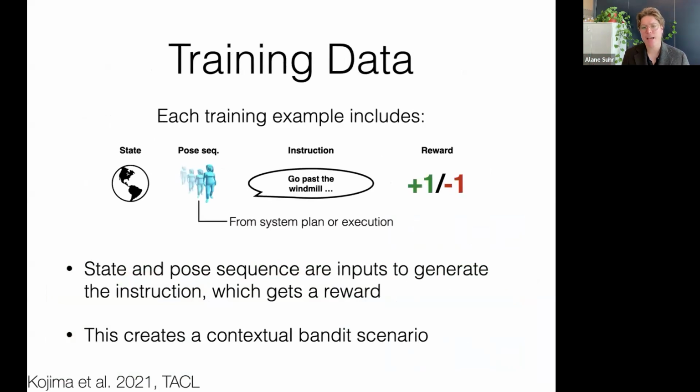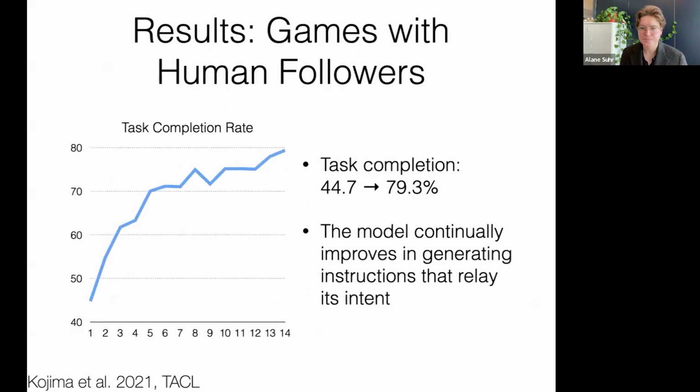So for our training data, we have access to the world state, a pose sequence, which is either coming from the system plan or the execution, an instruction, and a binary reward. And then again, this creates a contextual bandit learning scenario. So we have a similar setup here where we are training the model initially with some supervised data, and then we are deploying and training it in rounds. Here we looked at 14 different rounds of deployment and training.